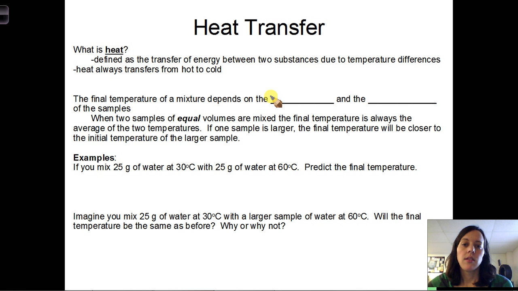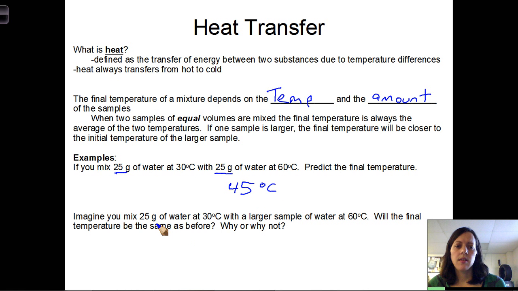When you're mixing two different mixtures, whatever that temperature ends up being, however much heat gets transferred, it depends on two things. It depends on the actual temperature of those samples, as well as the amount of those samples. So if we are mixing samples of equal volumes, the temperature that it'll end up at is just going to be an average of the two. So if we had 25 grams of water at 30 degrees Celsius with 25 grams of water at 60 degrees Celsius, it's pretty easy to predict that the final temperature would just be the average. It would be 45.